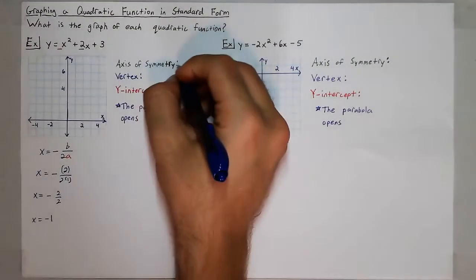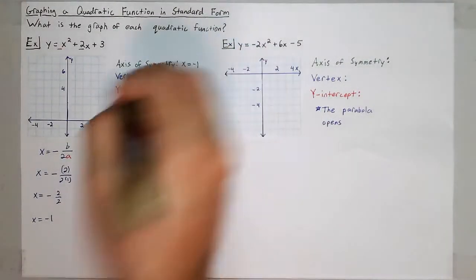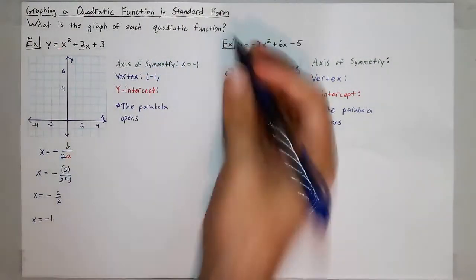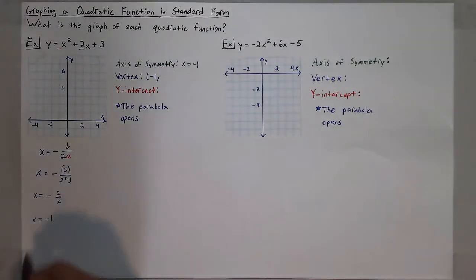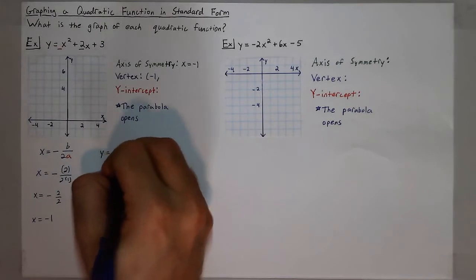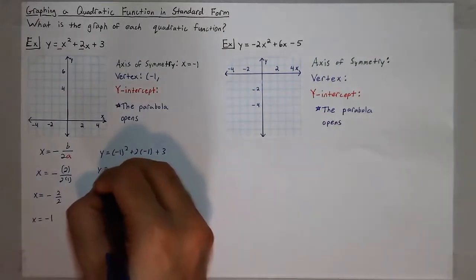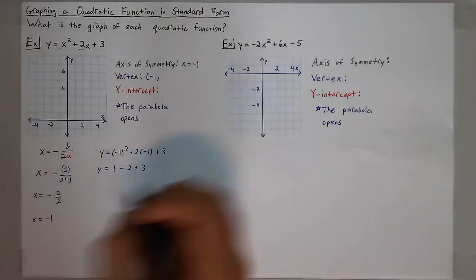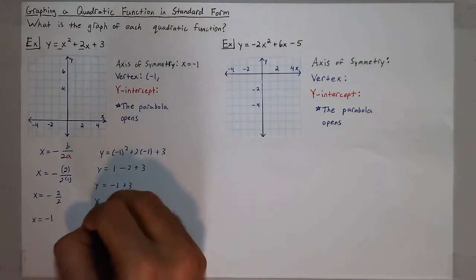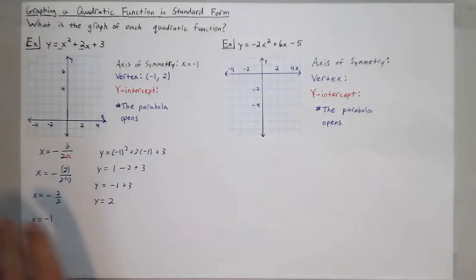So I know that my axis of symmetry is x equals negative 1, and the x value of my vertex is negative 1, comma, something else. In order to find the y value, I'll plug negative 1 into the function. So y equals negative 1 squared plus 2 times negative 1 plus 3. So 1 minus 2 plus 3. That gives me negative 1 plus 3, which is 2. So my vertex is negative 1, 2.